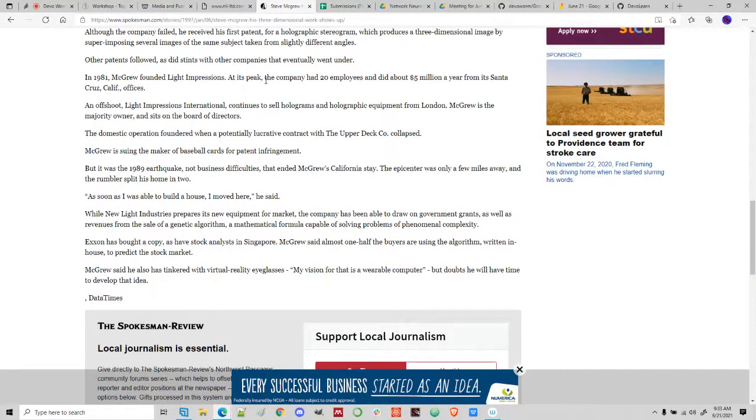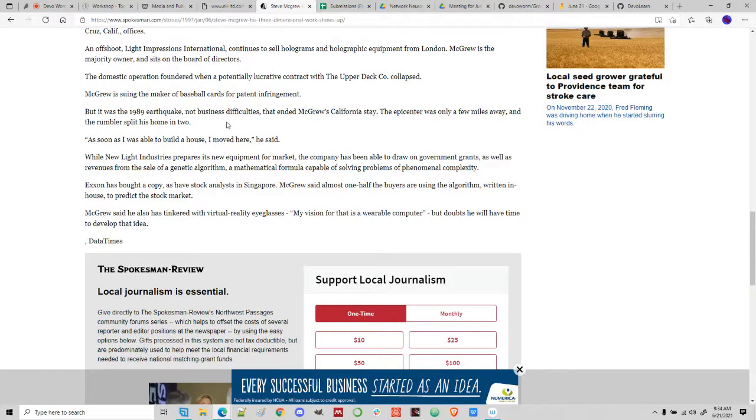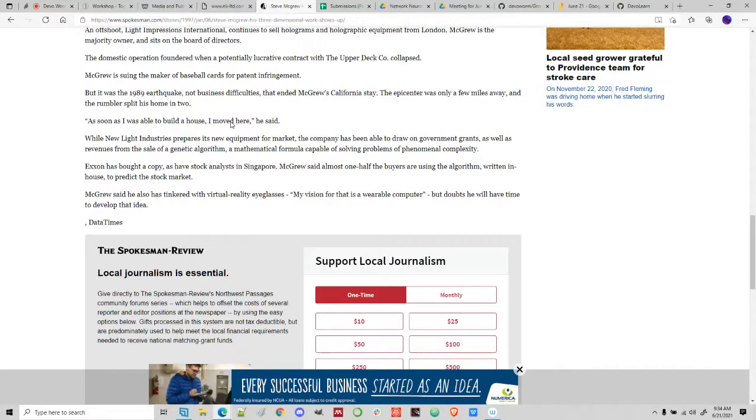This was an interesting part of the article. He started out in California. He founded a company called Light Impressions, and the company was doing $5 million a year business. They were located in Santa Cruz, California, and this was in the 80s. Then in 1989, there was an earthquake in the San Francisco Bay Area. The earthquake split his house in two because it was right near the epicenter. So he ended up leaving California, moving back to Washington State, and that's where he founded New Light Industries. And that's where he was for most of the rest of his life, I assume.